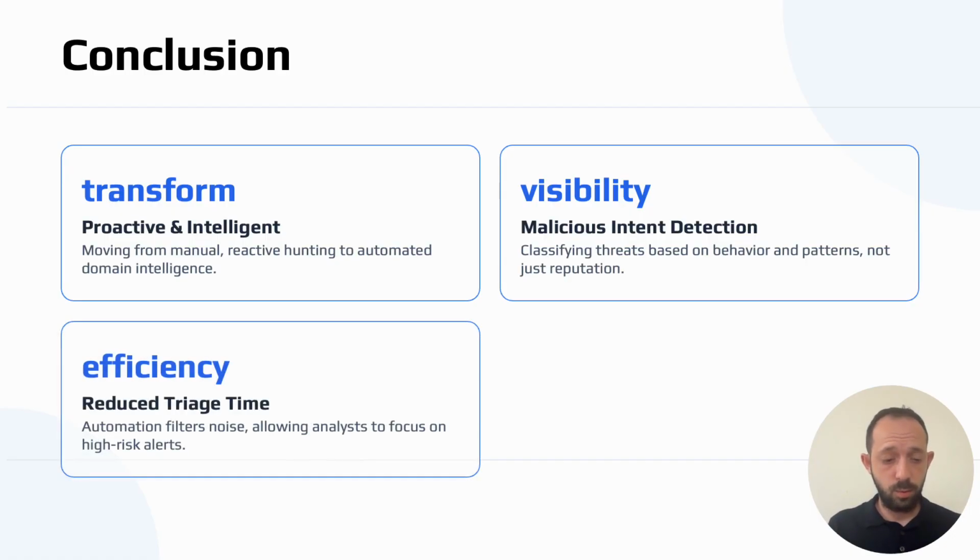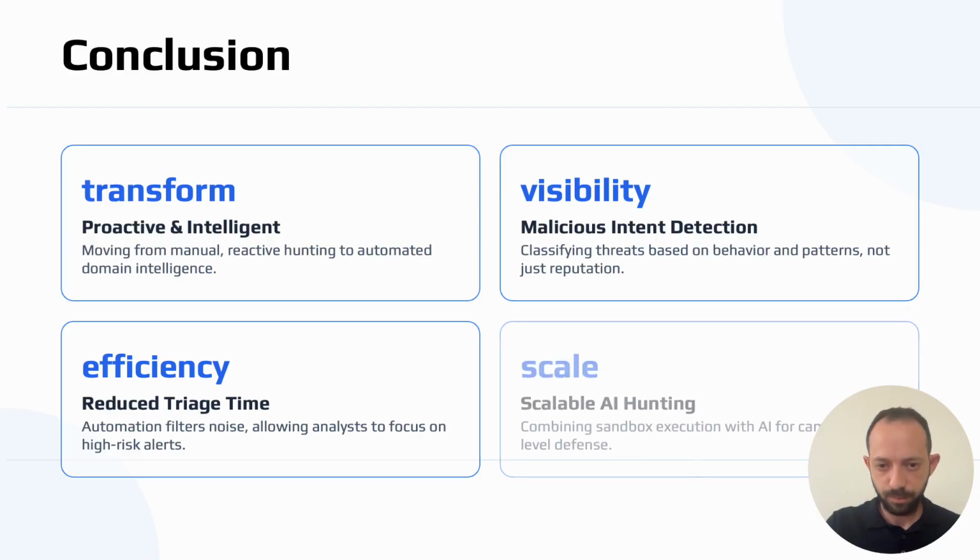Efficiency. Again, with an automatic approach using AI, we can reduce noise and false positive alerts. We can reduce the time of analysis, and we can basically reduce the time that we need to spend on this investigation, and just focus on the high risk alerts and on the real malicious domain or infrastructure, whatever we are investigating.